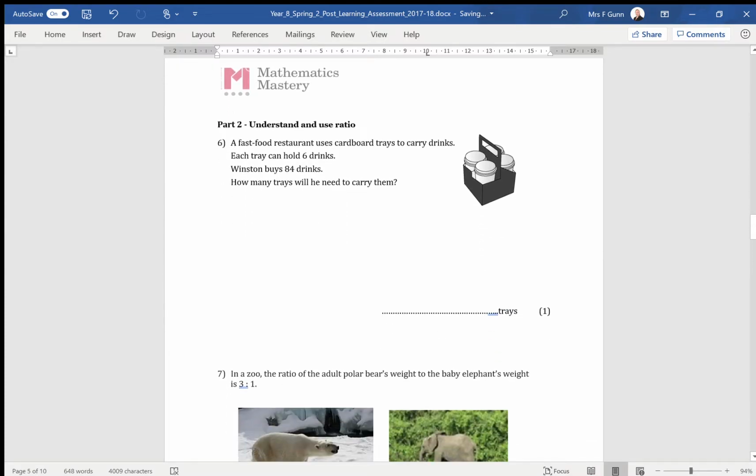Fast food restaurant uses cardboard trays to carry drinks. Each tray can hold 6 drinks. Winston buys 84 drinks. How many trays? So 84 divided by 6, 14.